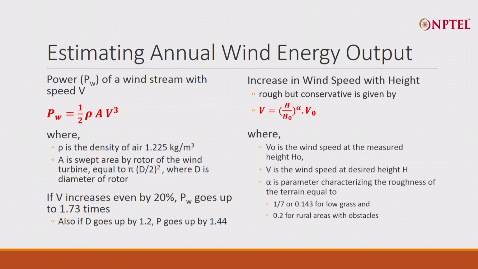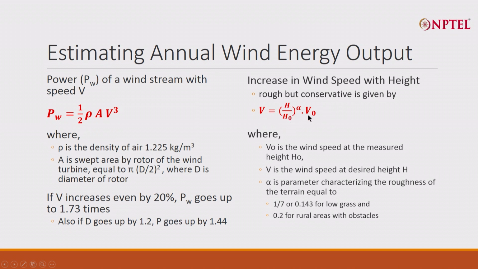Now, the second important thing, the wind speed, which comes in as V cubed, keeps on increasing as the height increases. Of course, this is not forever, this is up to a certain height, maybe 120, 125, 130 meters. We know this formula is a curve fitting formula, where it says h by h0, height by some reference height, to the power of alpha. Alpha depends on various things, multiplied by the velocity at h0.